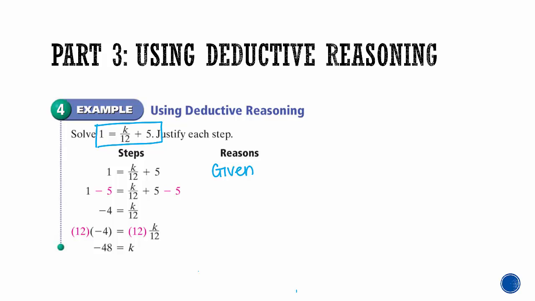And then you can see that they subtracted 5 on both sides, trying to get rid of that plus 5. So this was the subtraction property of equality. And then they actually subtracted it, and that's what we get in this next one. So they simplified.